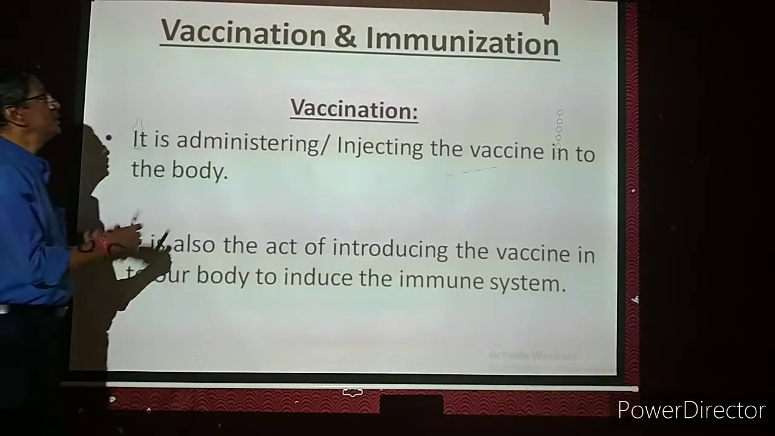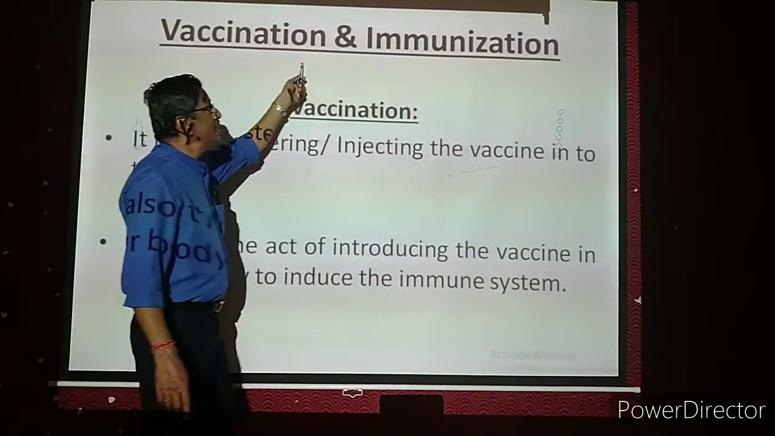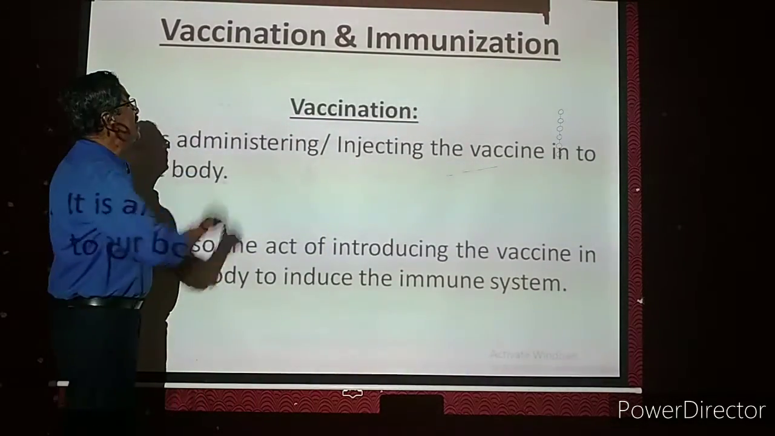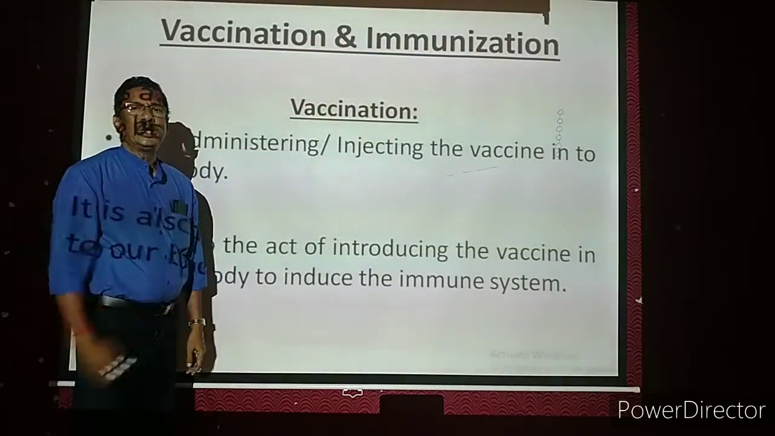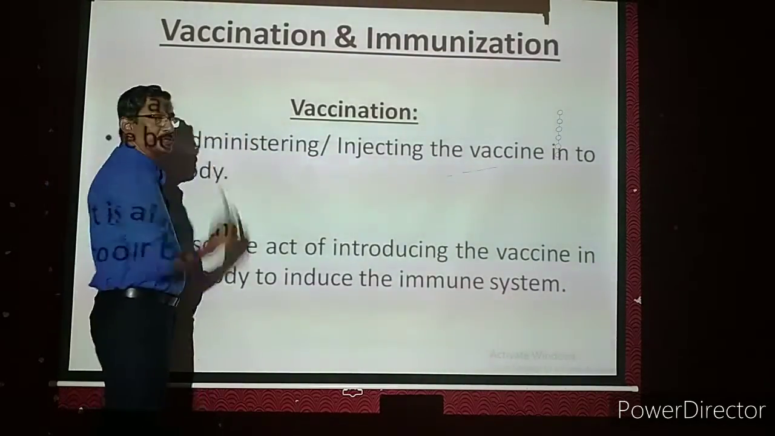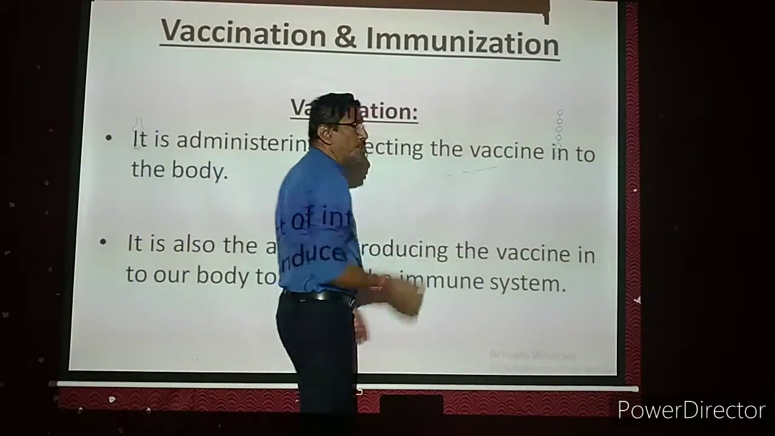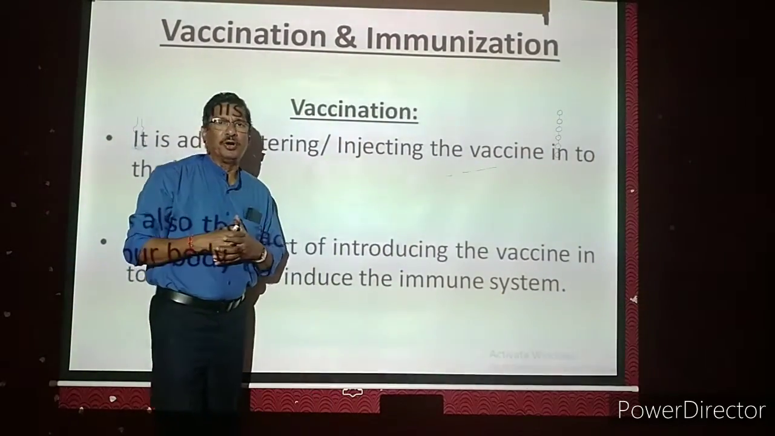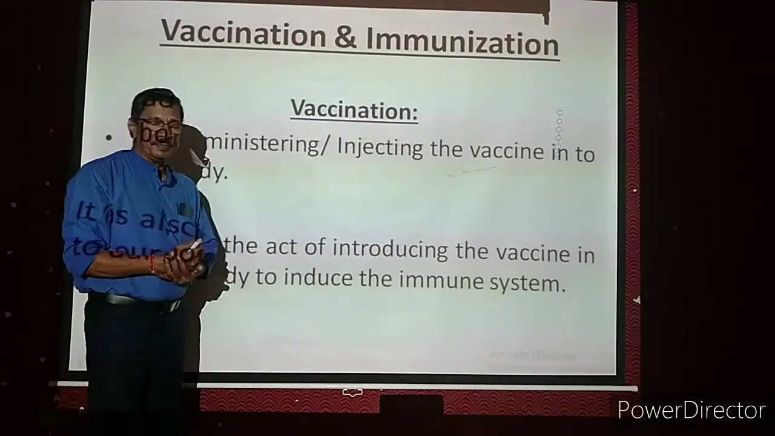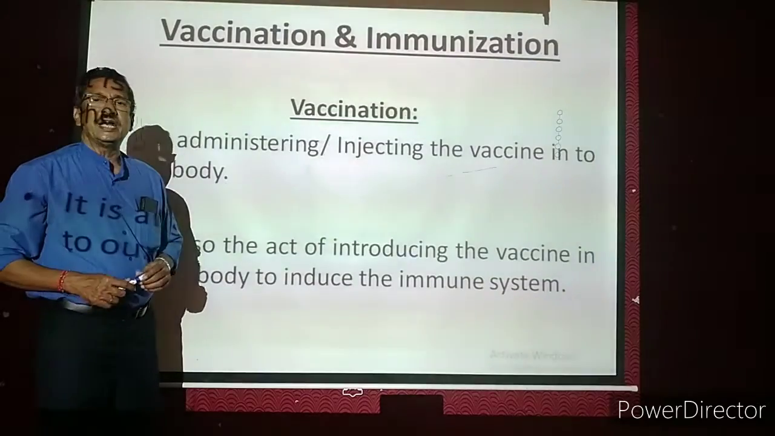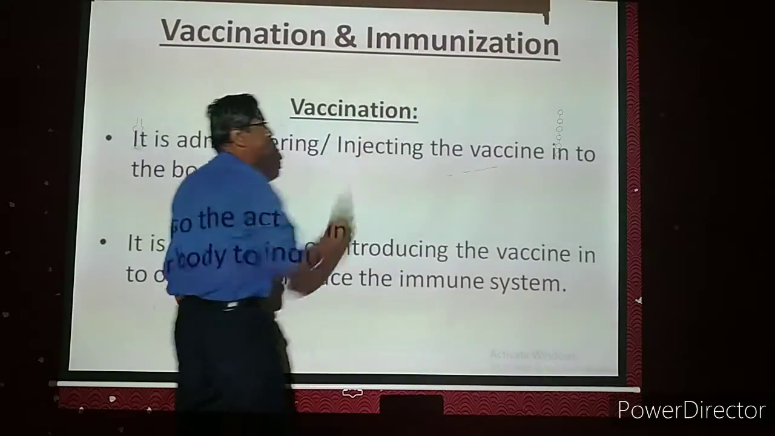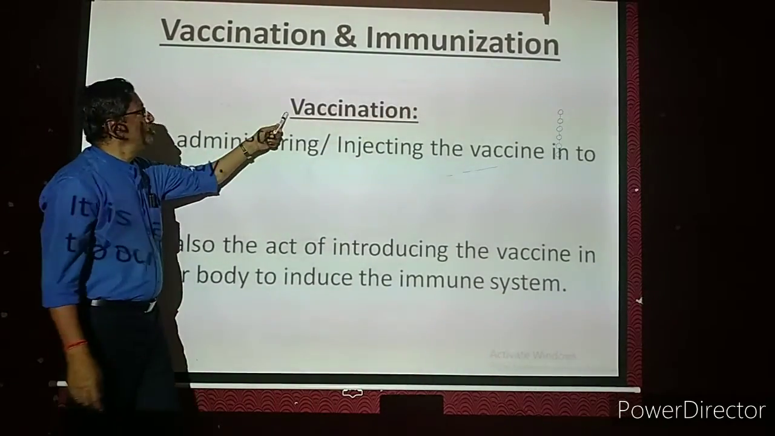Now we are coming to the next topic, vaccination and immunization. Both are different. Vaccination means injecting vaccine into the body, making the vaccine enter into the body. That is called vaccination. Immunization means once the vaccine enters into our body, it is stimulating the immune system. So the immune system is boosted up and it is producing antibodies, giving resistance to us. That is called immunization. So first we will talk about vaccination.